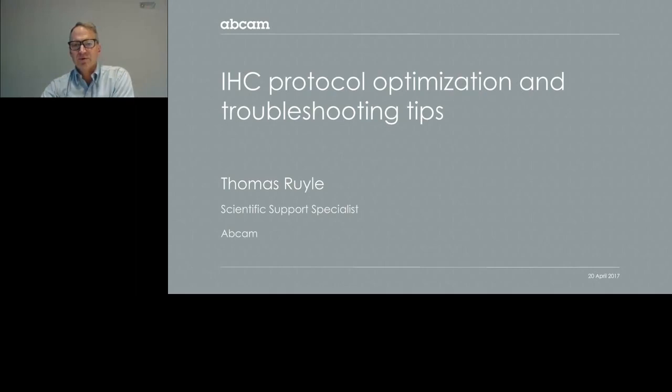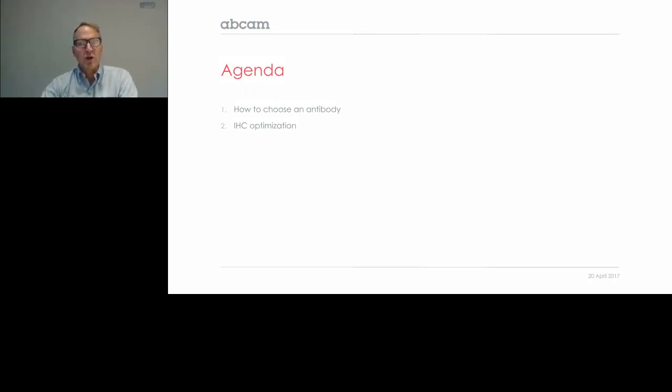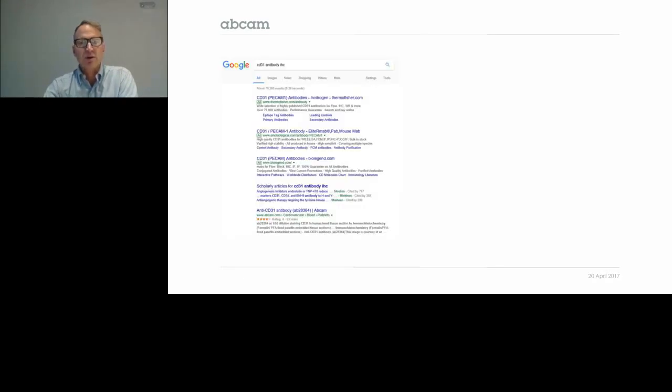Okay, let me use this. Okay, sorry about that. Moving along, so the agenda is going to be basically how to choose an antibody and IHC optimization. And we'll start off with how to choose an antibody. And this is assuming you don't have one already. You're searching around looking for an antibody to use in your work.